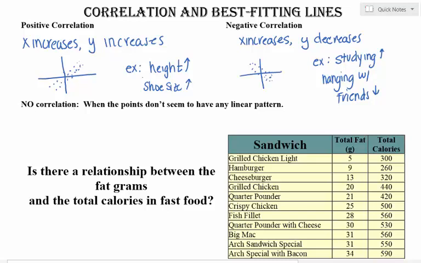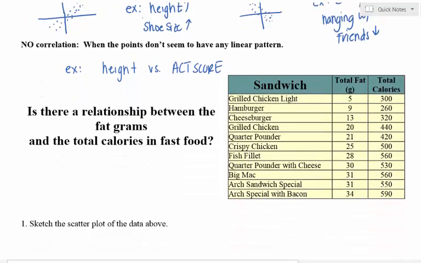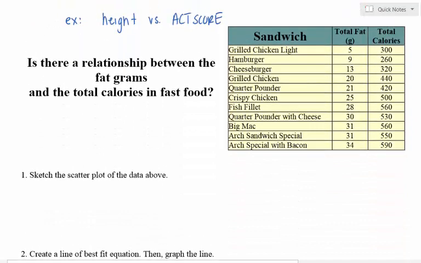There is also such a thing as no correlation, when the points don't seem to have any linear pattern. For example, if you were to compare height versus ACT score, you would find that they don't relate. However tall you are has nothing to do with your ACT score, so that would have no correlation. That happens too.